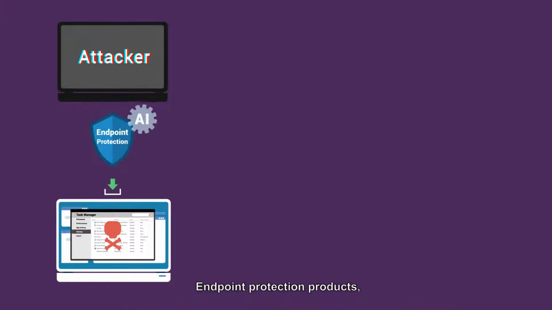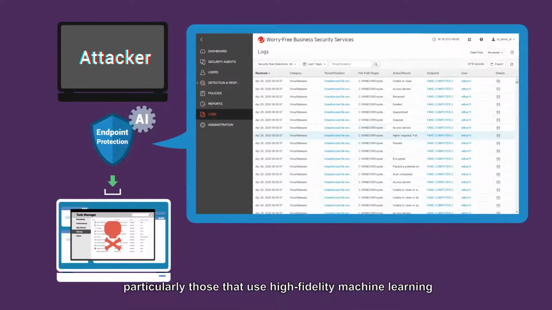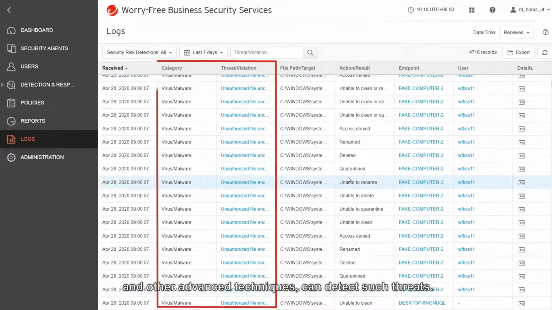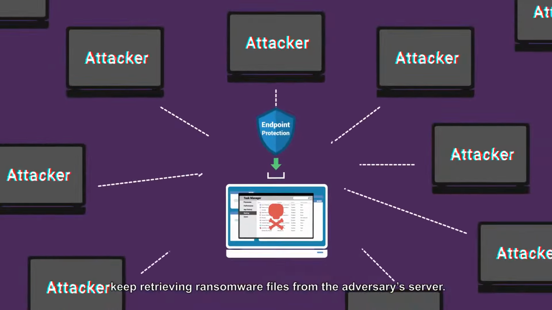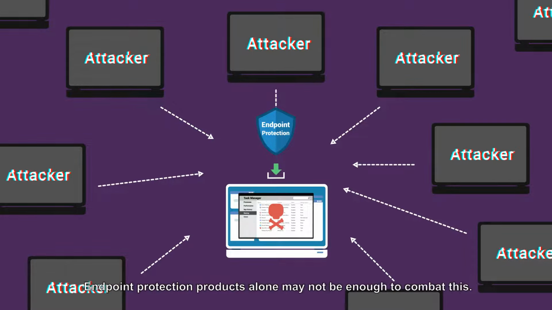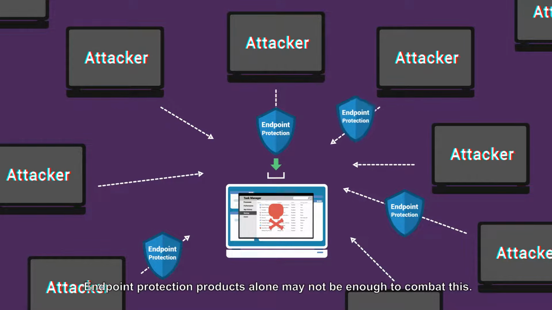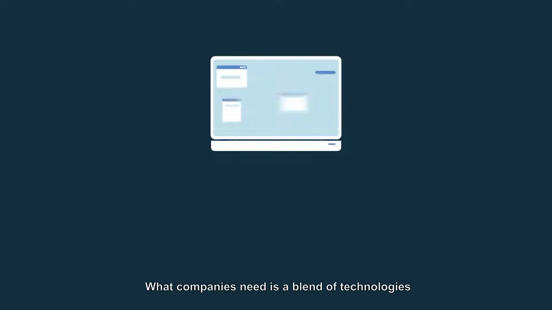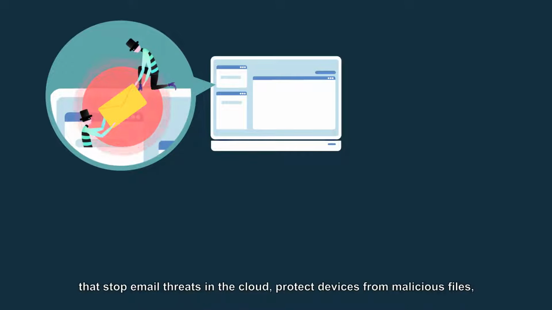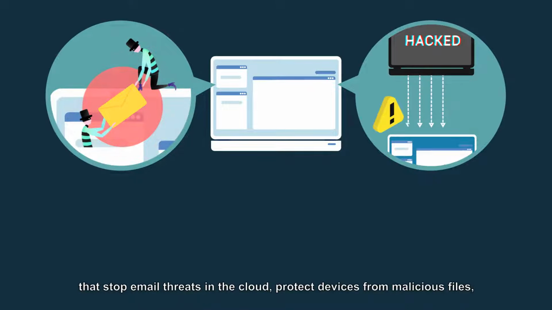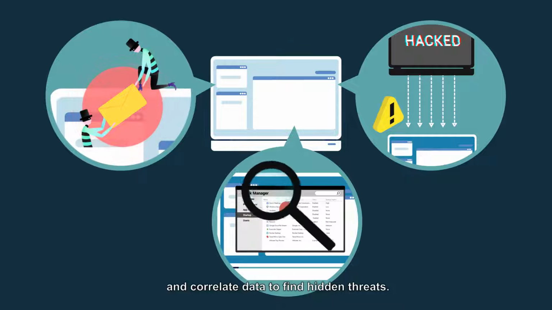Endpoint protection products, particularly those that use high-fidelity machine learning and other advanced techniques, can detect such threats. However, the downloader will likely keep retrieving ransomware files from the adversary's server. Endpoint protection products alone may not be enough to combat this. What companies need is a blend of technologies that stop email threats in the cloud, protect devices from malicious files, and correlate data to find hidden threats.